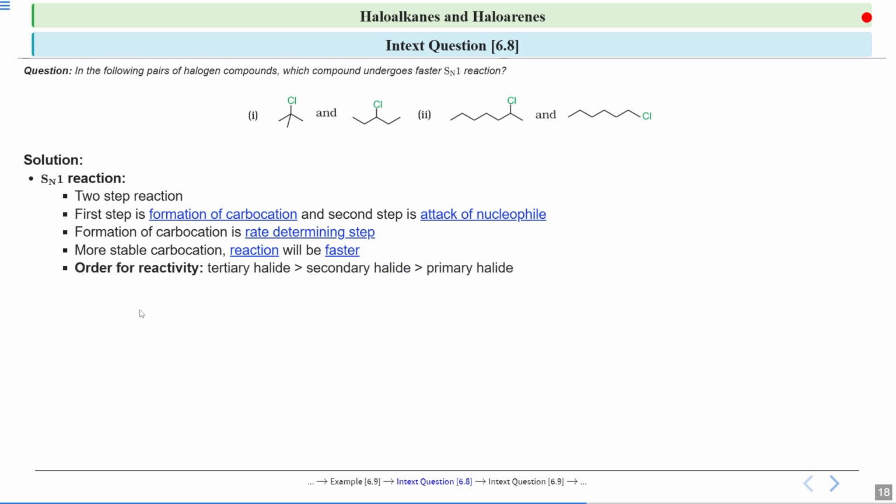So the order of reactivity for the SN1 reaction is highest for a tertiary halide, then for a secondary halide, and then for a primary halide. This we have derived from the stability of carbocation, because the tertiary carbocation will be more stable, then the secondary carbocation, and then the primary carbocation will be least stable. So the more stable the carbocation, the faster the reaction will be. So tertiary halide reactivity will be fastest, and least reactivity will be shown by a primary halide, which will give you a primary carbocation which is least stable.